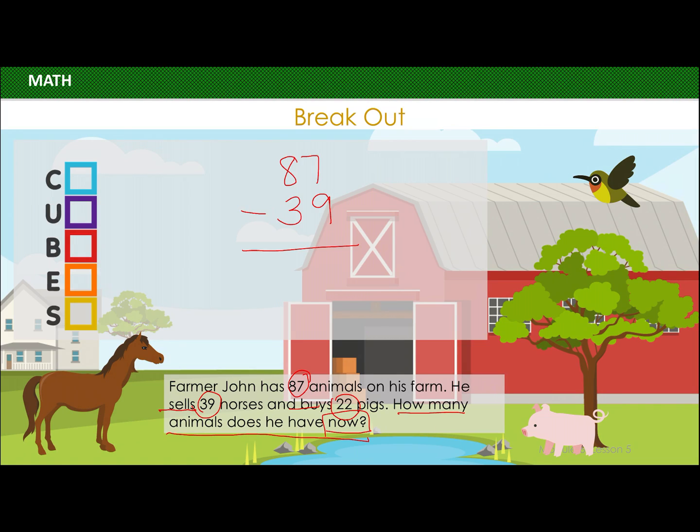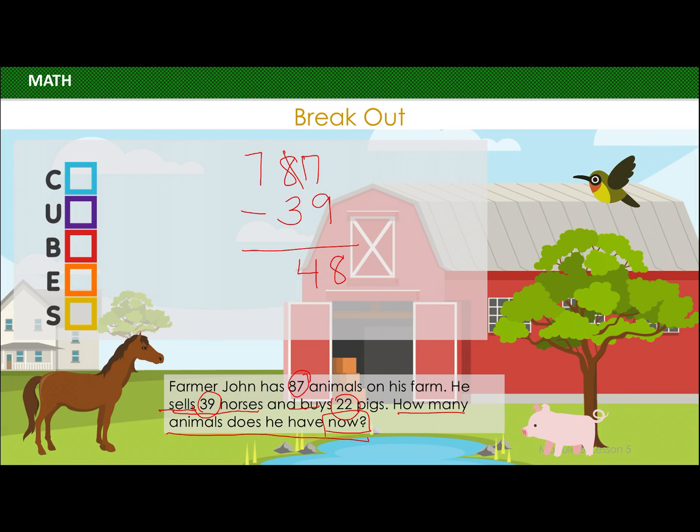So I need to subtract. So I can't take 9 away from 7, so I have to regroup. I take 1 ten away, that becomes a 7, and I add that 10 to my 1s. So it now becomes 17 minus 9. 17 minus 9 is 8, and 7 minus 3 is 4. So right now I have 48 animals on my farm.